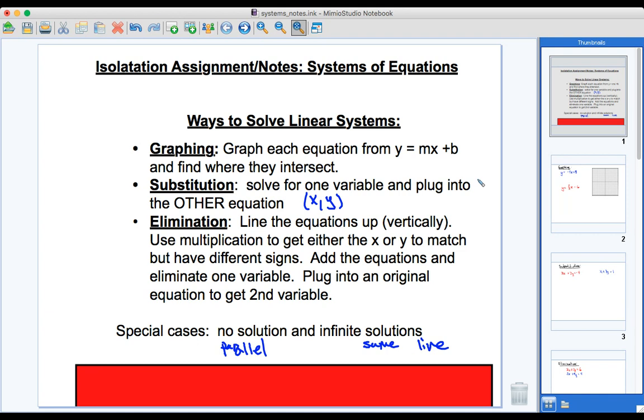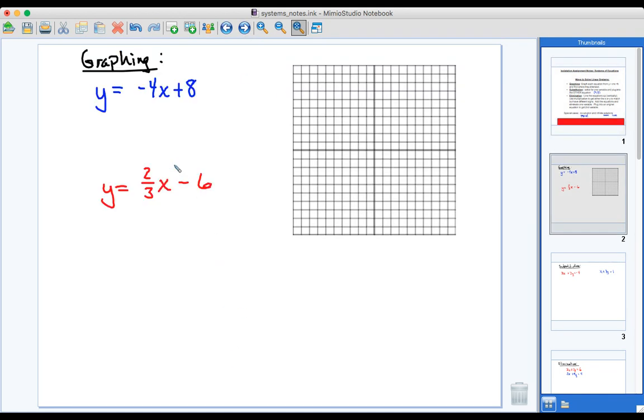All right, let's look at one of each of these methods. So let's start off with graphing. So I've already got these in slope-intercept form. You may have to do some solving first to take care of that. So this first one, my b is 8. So I go up 8 on my y-axis. Remember, you always start on your y. Slope is -4/1. Remember, slope is rise over run. Since it's negative, I go down 4, but I still go right 1. 1, 2, 3, 4, right 1.